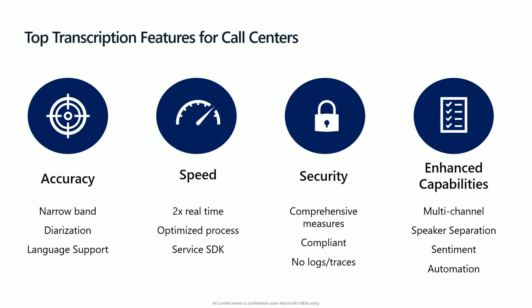So there are 4 features and areas that we're really focused on making sure that they're great. One is accuracy, as I mentioned before. We have good accuracy for phone calls, etc. We can do diarization, meaning separating out what the call center agent says from what the caller is saying. And we have a broad range of languages that we're supporting. Scale is important and speed is important, so being able to transcribe these calls quickly and doing it in an optimized way so that you can run hundreds of calls through quickly is important.